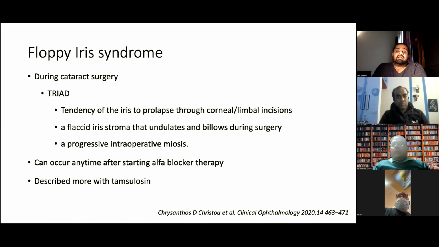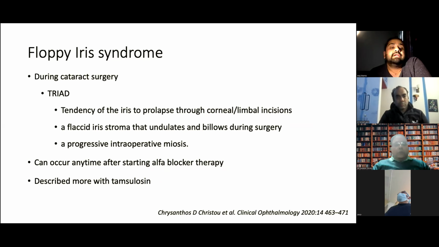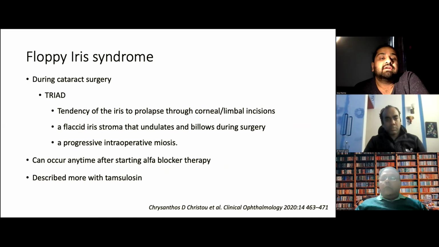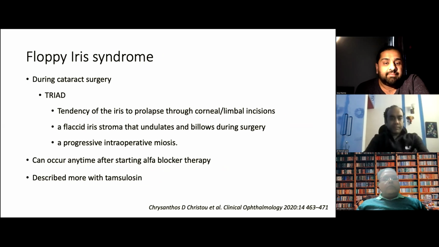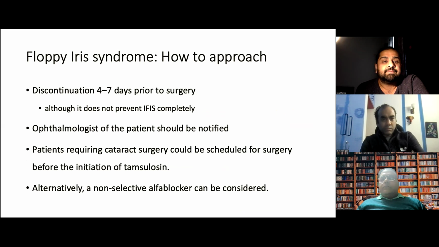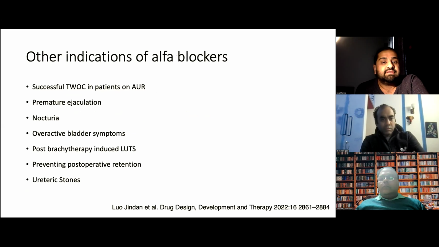One very important thing which our ophthalmology colleagues have always reported is floppy iris syndrome, which typically occurs during cataract surgery. The triad of floppy iris syndrome is: the iris tends to prolapse through corneal or limbal incisions, a flaccid iris stroma undulates and billows during the surgery, and a progressive intraoperative miosis occurs. It can occur anytime after starting alpha blocker therapy and is described more with tamsulosin. We should discontinue 4 to 7 days prior to the surgery, although floppy iris syndrome has occurred in patients even years after the drug has been discontinued. Alternatively, a non-selective alpha blocker can be considered.